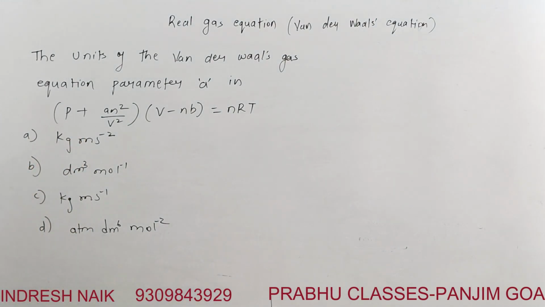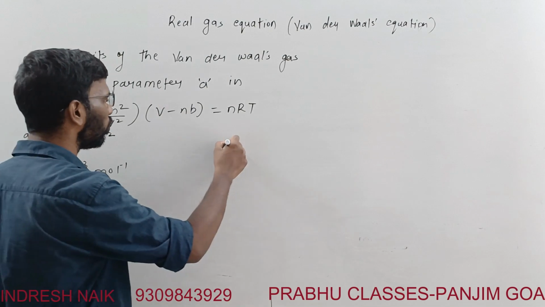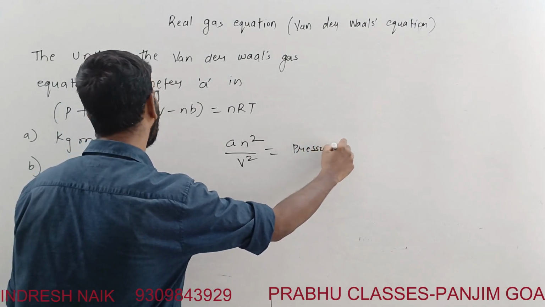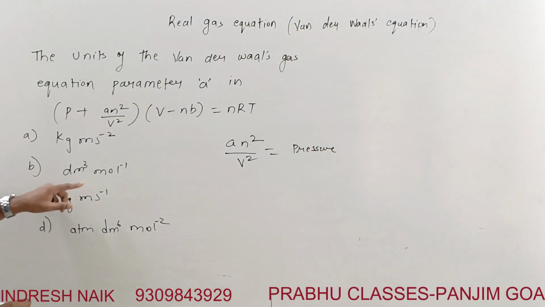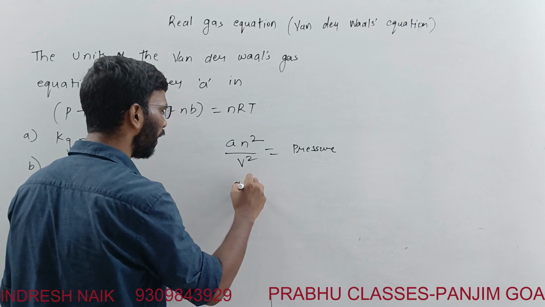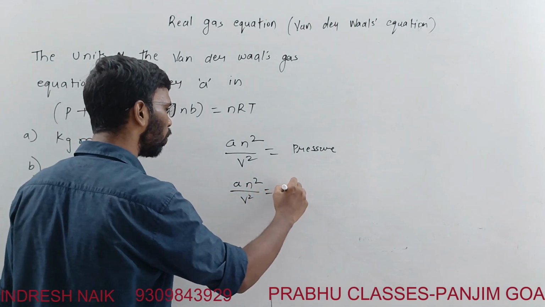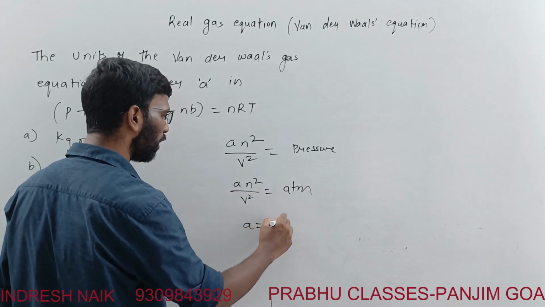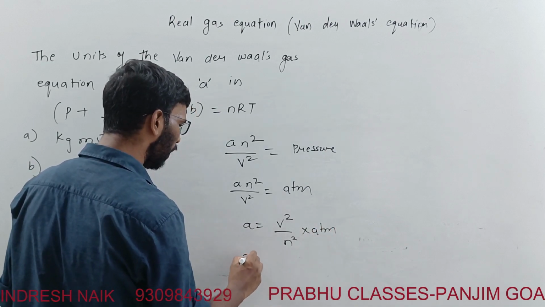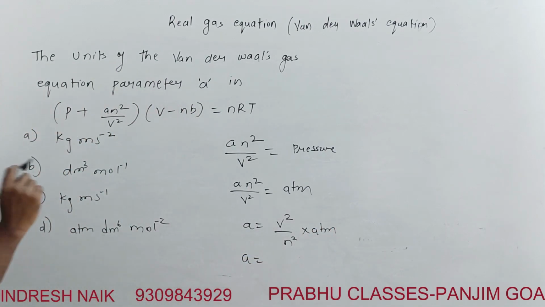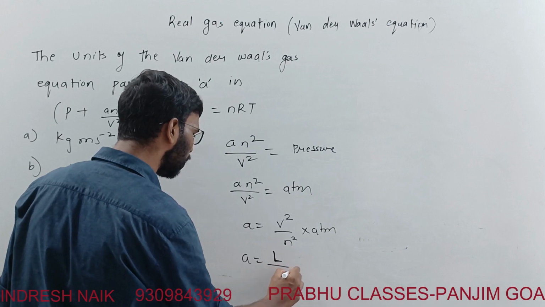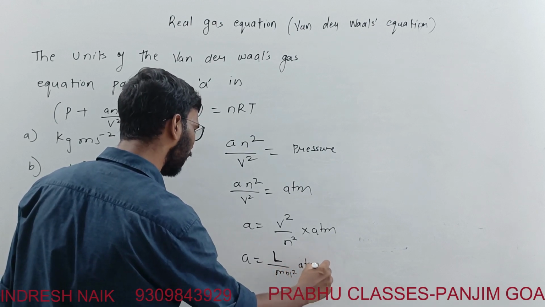The units of a are asked. Just now we had derived it, but let's see again. an²/V² is equal to pressure, right? We know that this quantity represents a pressure, and here the pressure is in atmosphere. So an²/V² is equal to atmosphere. So a is equal to V² upon n² into atmosphere. So a will be volume square, which I can write as liter square, divided by mole square, into atmosphere.